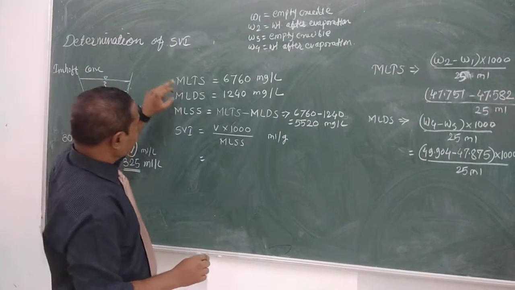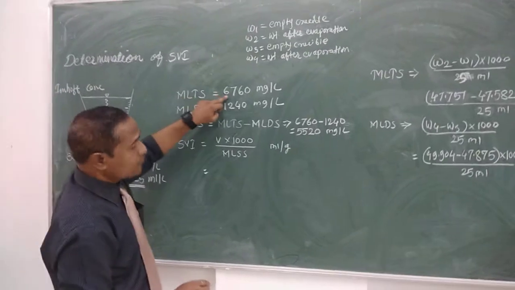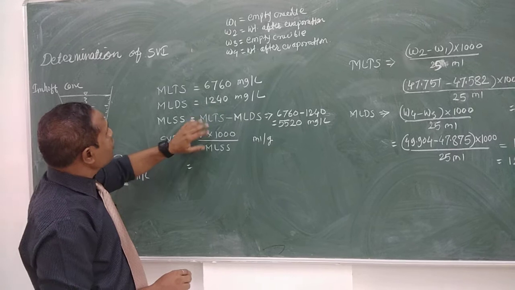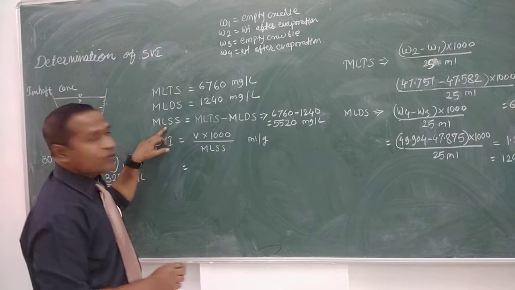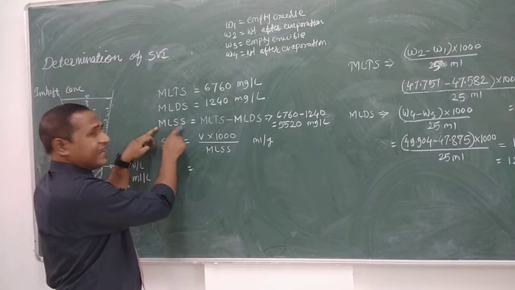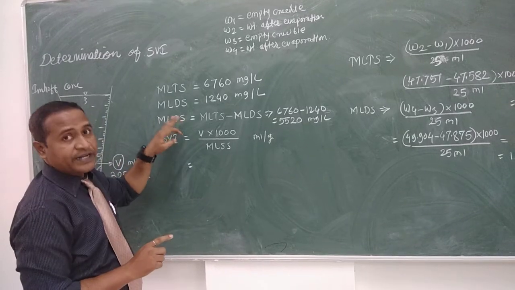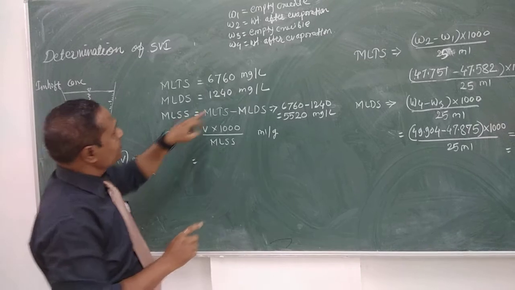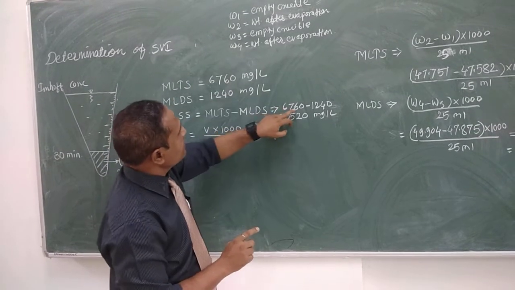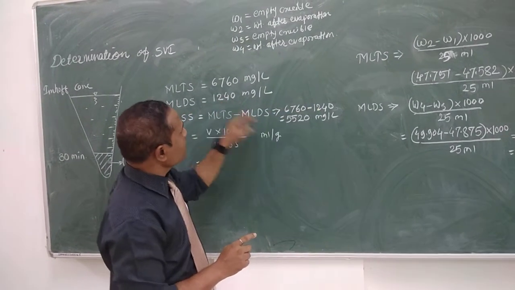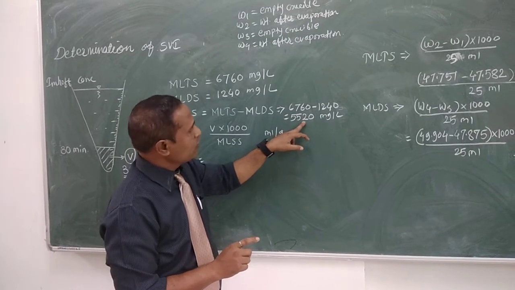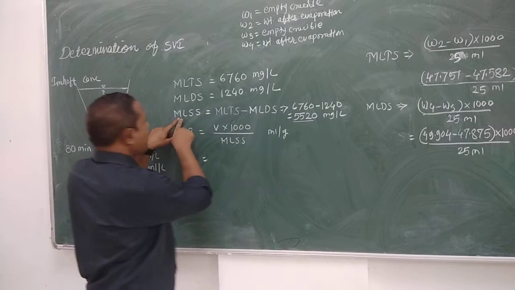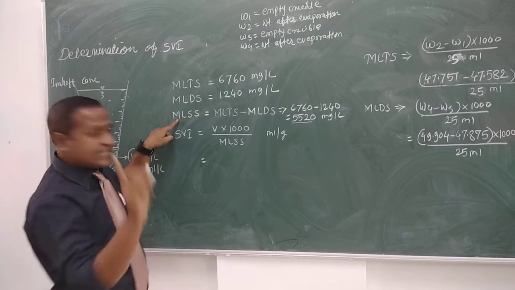So here we have calculated mixed liquor total solids and mixed liquor dissolved solids. Now the difference between these two is nothing but your suspended solids, that is MLSS, mixed liquor suspended solids. Total solids minus dissolved solids is suspended solids. So the difference, 6760 minus 1240, will be around 5520 milligrams per liter. So this 5520 is your MLSS, the mixed liquor suspended solids.